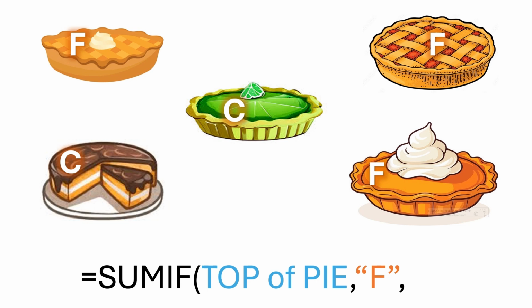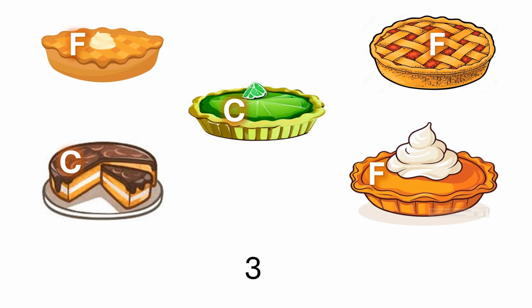Next, we're going to tell it what symbol or what category we're looking for. In this case, F. F for fruit. Lastly, we're going to tell what the total thing is that we're looking at counting. What is the total range of possibilities? So in this case, we want it to look at all of the pies. And that's the last part of this function.